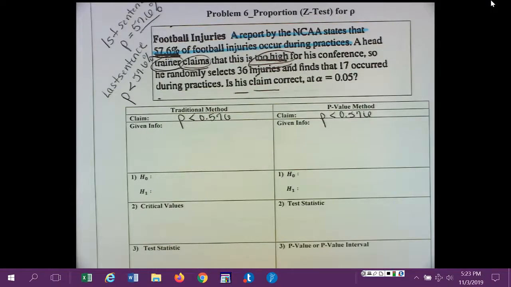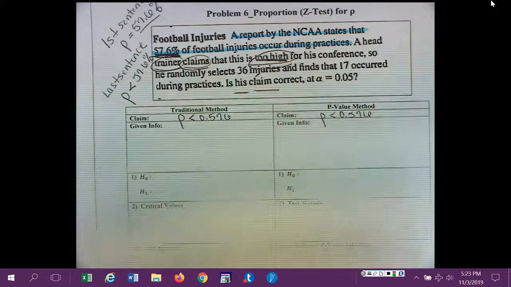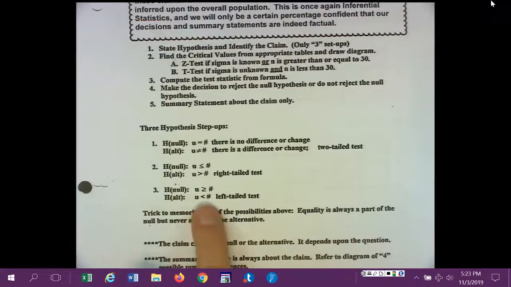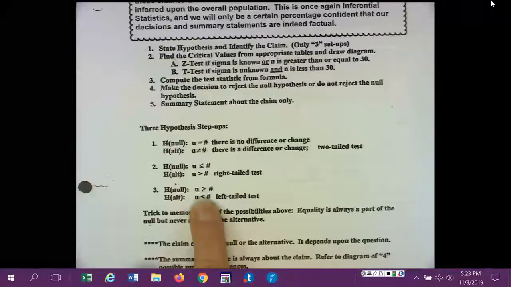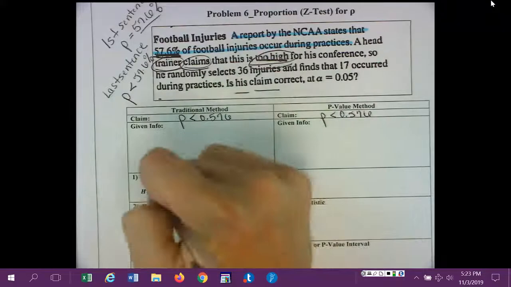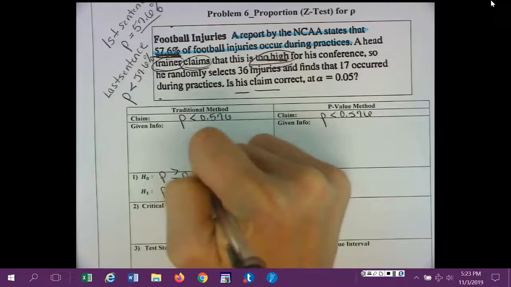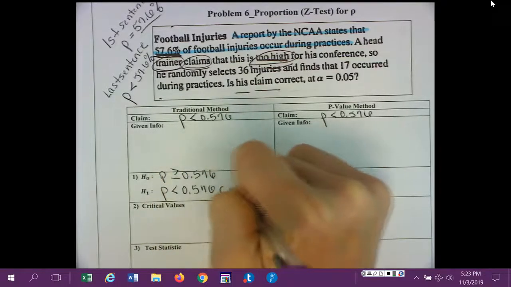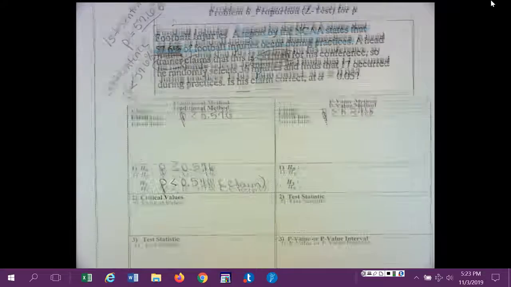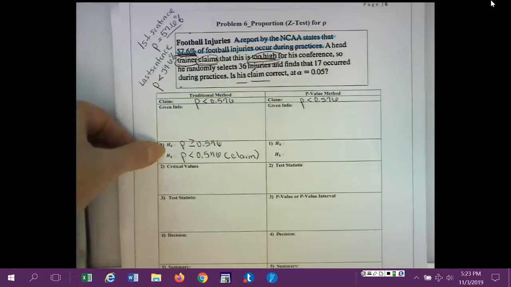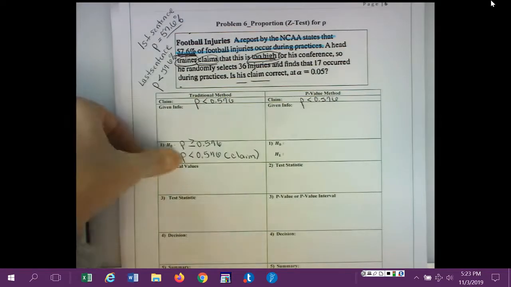If you go to your setups, it looks like we've got ourselves a left-tailed proportion z-test. Less than is in the alternative, greater than or equal to is in the null. So we're going to have row less than 0.576 and row greater than or equal to. So here's your claim. The alternative by the trainer. Now the first sentence is still the null statement because it does say greater than or equal to, and it's opposite the claim statement, that it's too high for his conference. So for him, row must be below 0.576.